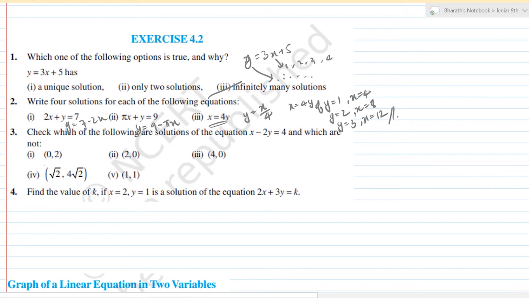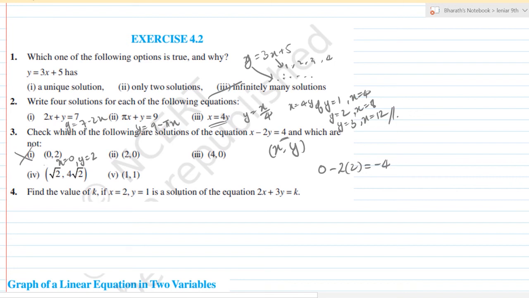Right? So check which of the following are solutions of the given equation, x minus 2y equals 4. We all know that in coordinate geometry it's always x comma y. So here x is equal to 0 and y is equal to 2. Substitute the x and y values in this equation. What do we get? 0 minus 2 into 2, which is equal to minus 4. Here it's not 4, so this does not follow.